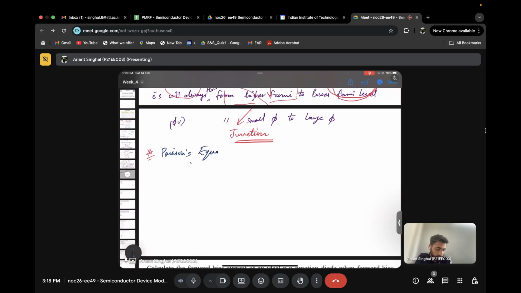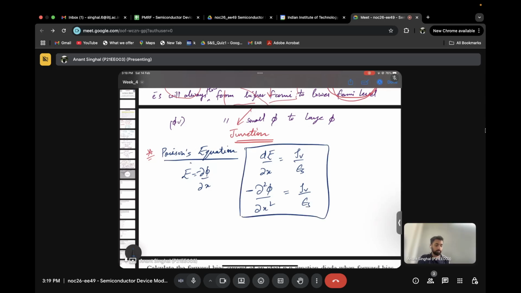So this is the most important equation in the whole of semiconductor physics. Poisson equation is nothing but the differentiation of the electric field with respect to the position is nothing but the charge density over epsilon. Or we can also calculate the potential because we know that E is nothing but minus d phi by dx. So we can also write that the double differentiation of potential is nothing but minus the charge density over epsilon. So this is what is happening.